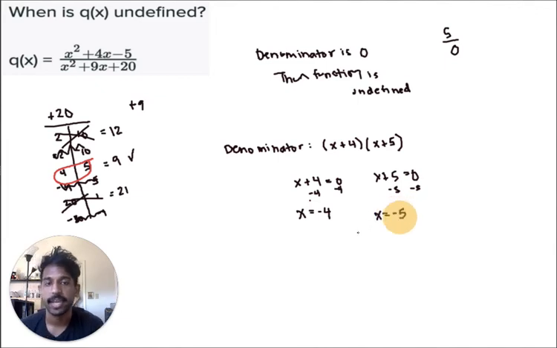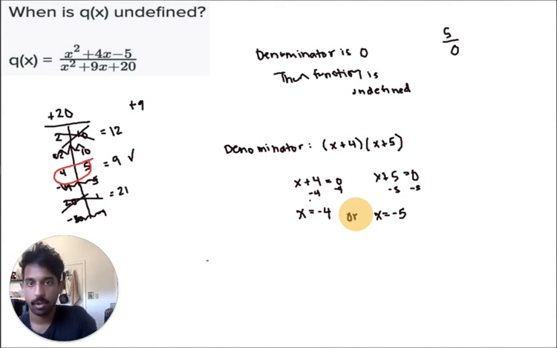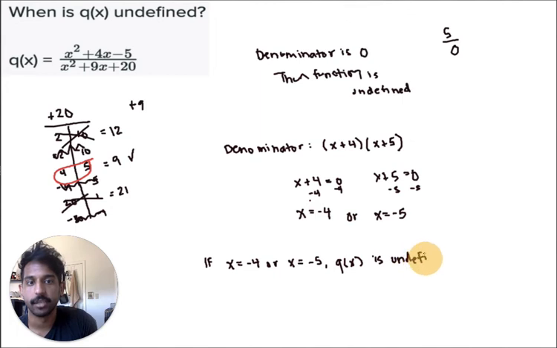What this tells me is that if x equals negative 4 or x equals negative 5, the denominator over here will be 0. And if the denominator is 0, the function is undefined. So that means if x equals negative 4 or x equals negative 5, our function q of x is undefined. And you could test this if you'd like. You can test this by plugging in the values. I'm just going to test it with one of them.